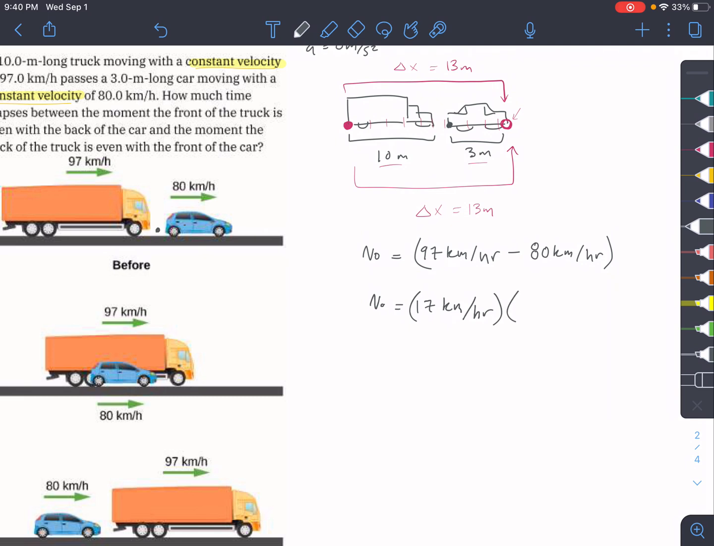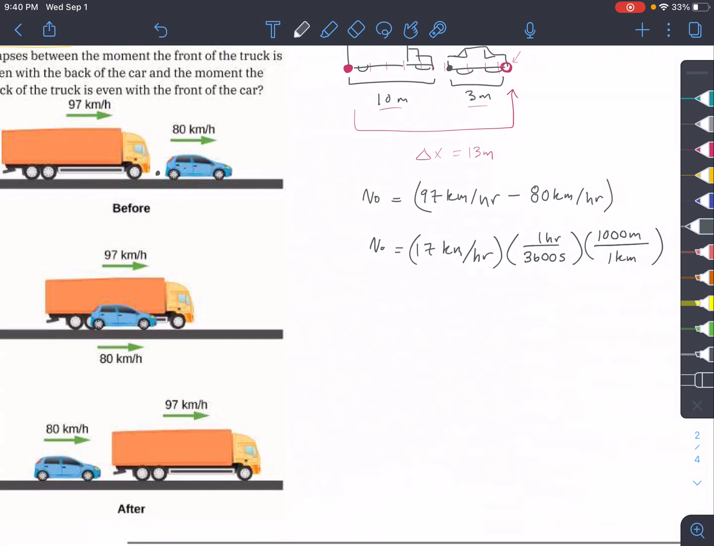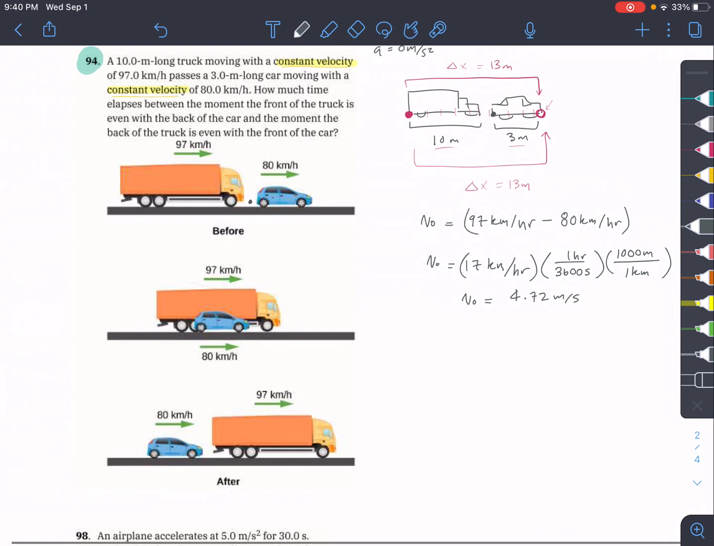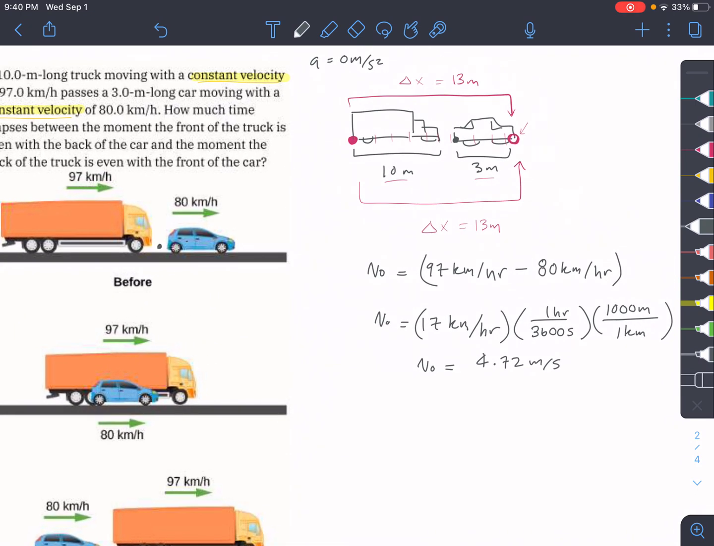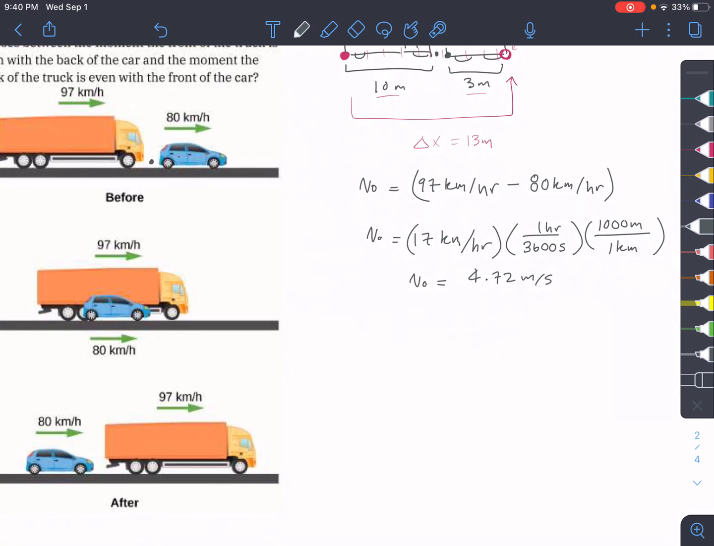And then I have, so 1 hour is equal to 3,600 seconds. So I'm just going to convert these. And then I have 1,000 meters per 1 kilometer. Okay, so if I multiply by that, I should be able to get the V0 in meters per second. And if I check my math here, 4.72 meters per second. Okay, so I have the initial velocity. So it's the initial velocity, right, when the truck is here before it starts trying to move across the car. Okay, so that's just how I modeled this problem.